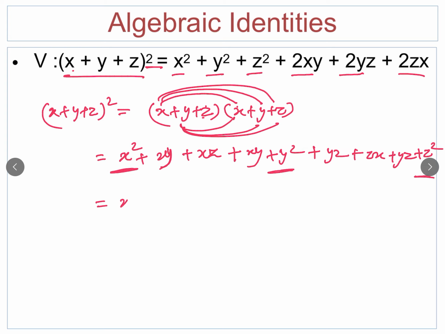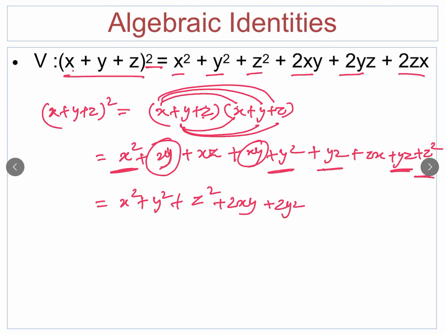Now first we'll write all the square terms, which are x square, y square and z square. So we'll write x square plus y square plus z square. Then we have plus xy and plus xy, so this will be twice of xy. Then yz plus yz, so this will be twice of yz. Then we remain with xz and zx, so this will be twice of zx, and this is the identity number 5: x square plus y square plus z square plus 2xy plus 2yz plus 2zx.